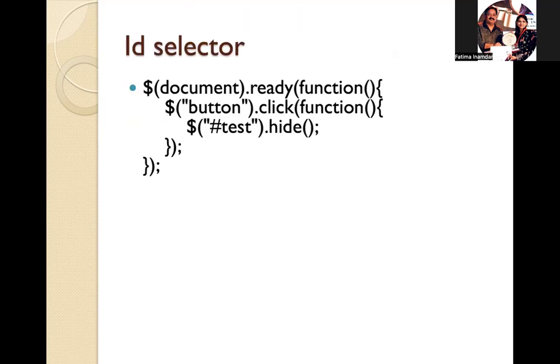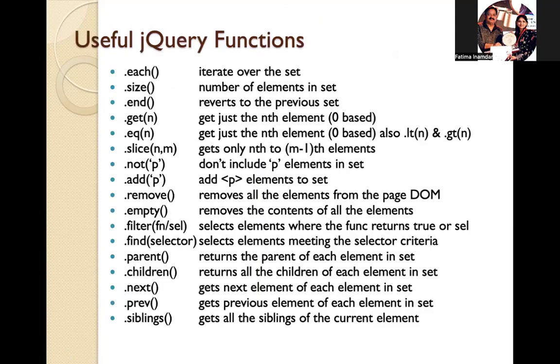So we have the id selector and the class selector, and then the each method. If I want to operate a particular function, then .each iterates over the set. .size is a function which gives the number of elements in the set. .end is a function to revert to the previous set. .get, in which we pass n as a number, gets the nth element, zero-based, working the same as an array. Then .eq, in which we pass n, gets the nth element. To get only the nth to m minus 1th elements, I can use the slice method.